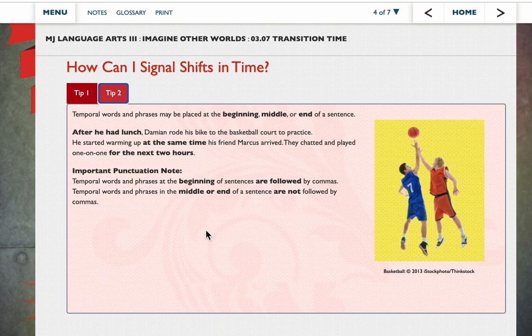After he had lunch, Damien rode his bike to the basketball court to practice. He started warming up at the same time his friend Marcus arrived. They chatted and played one-on-one for the next 2 hours. Important punctuation note. Temporal words and phrases at the beginning of sentences are followed by commas. Temporal words and phrases in the middle or end of a sentence are not followed by commas.